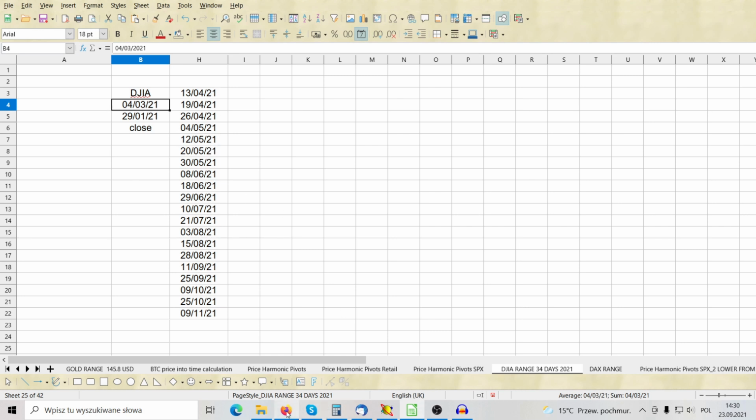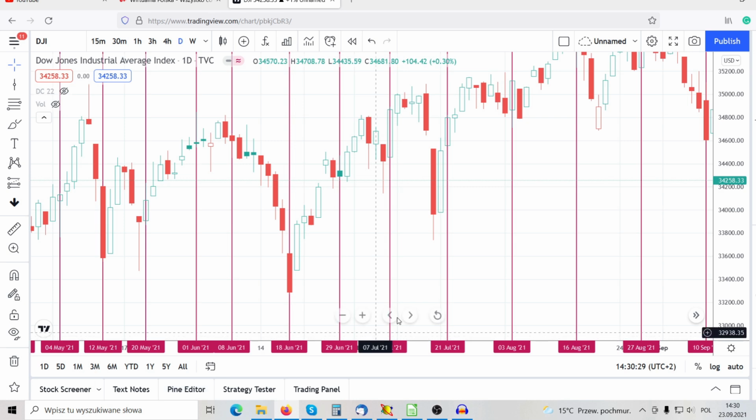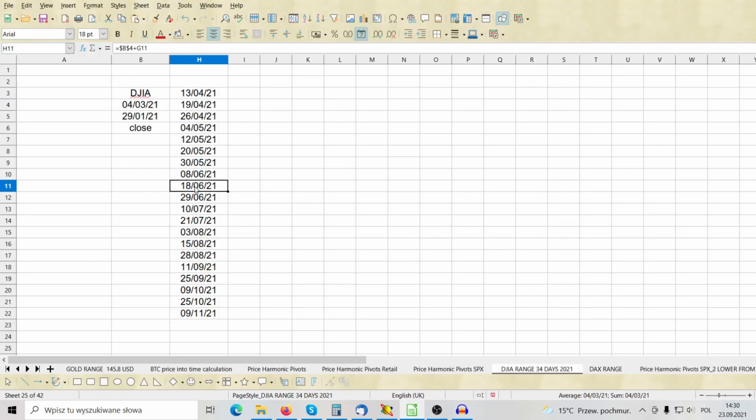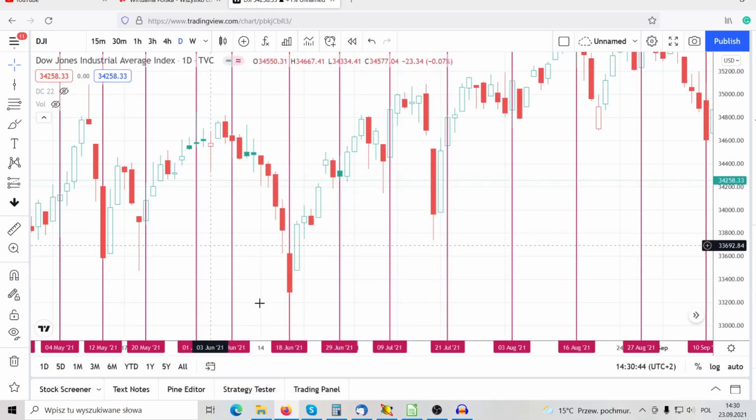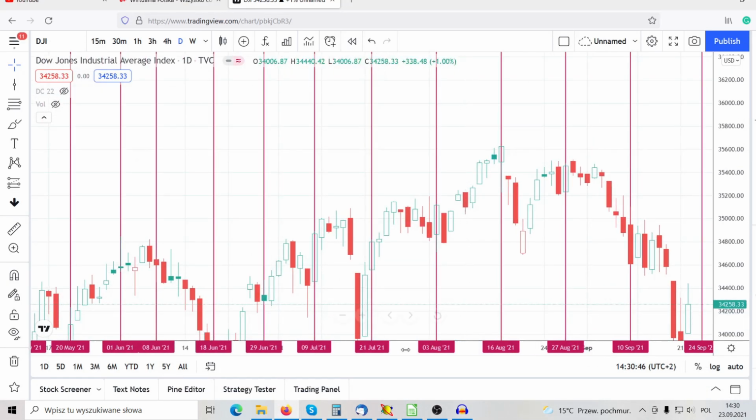Let me just show you on the chart. So this is maybe not very accurate, but some local bottom here, another bottom here, another top here is calculated, another bottom. All these dates, 18th of June 2021. Just let me show you, June 18, 21. Over here, we've got quite a few of them.